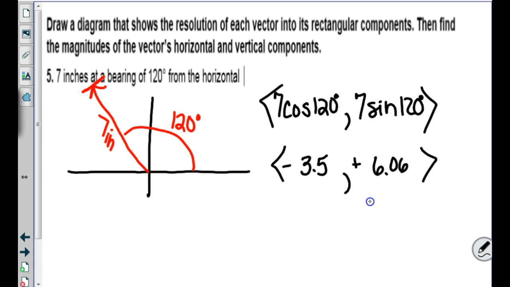6.1 is fine, yeah. So it's negative and positive. Now, it says find the magnitudes of those. So if I were to draw it broken down into 2, this length would be 3.5 inches, and this length would be 6.1 inches. Okay, it doesn't say to indicate the direction, but if you just write it this way, it's fine with me, and then we'll use it that way for another question.